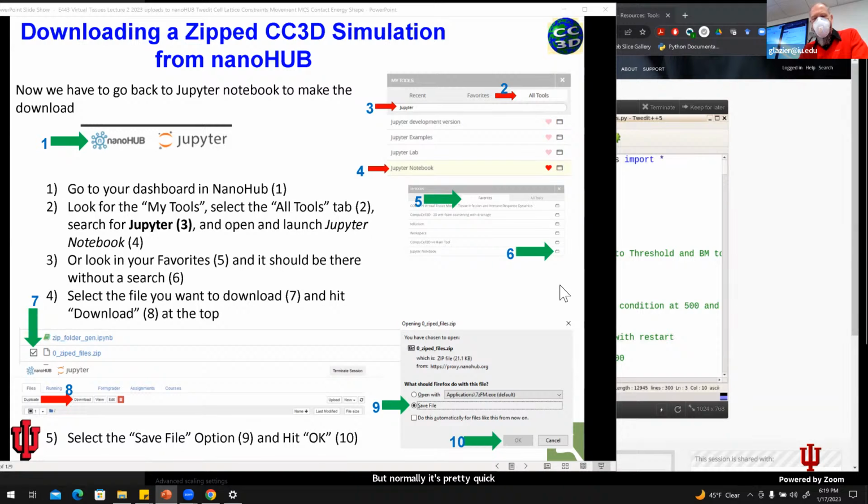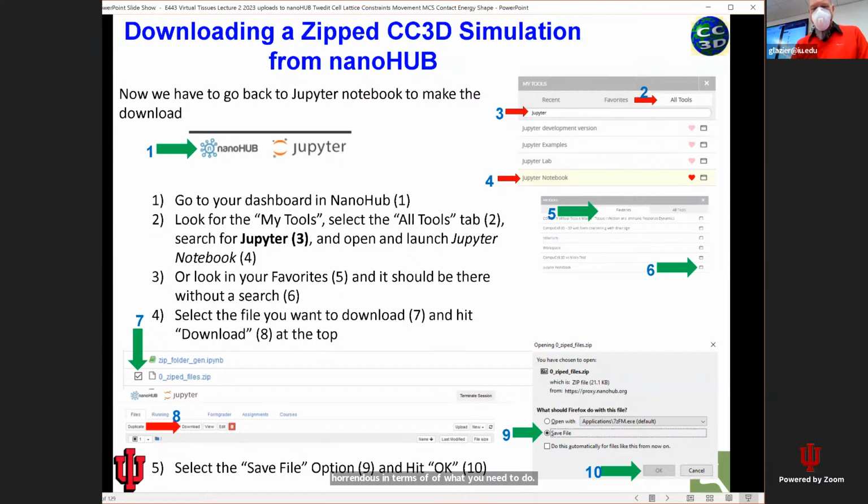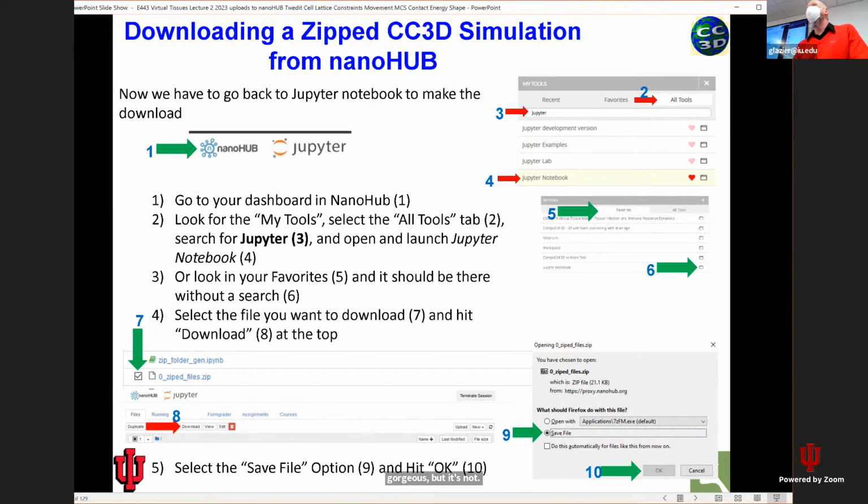Okay, so does anybody need help with the download, or did that work for people? Looks like people got that pretty well. So that's a little bit clunky, but it is. I hope it's not too horrendous in terms of what you need to do. In my experience, once you've done it a couple of times, it's pretty efficient. It's never gorgeous, but it's not ruinously expensive to do it. I understand the first time you do it, it's not much fun.